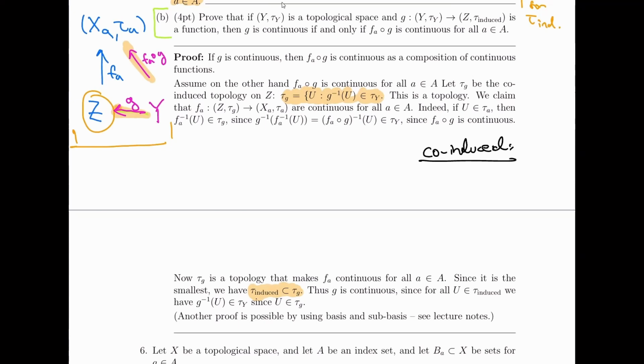And I'll just show you what the diagram looks like. There we have the arrows go exactly the opposite. So we have functions from X going down to Z, and then we have a mapping g from Z to Y, and the diagonal mapping f_A. g composed with f_A is continuous if and only if g is continuous.